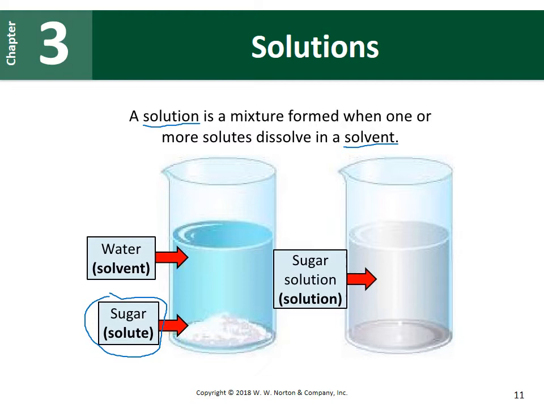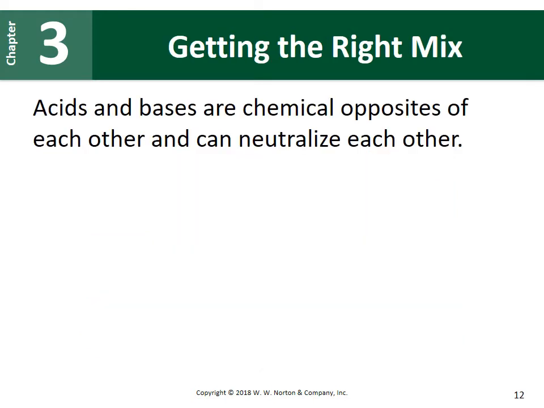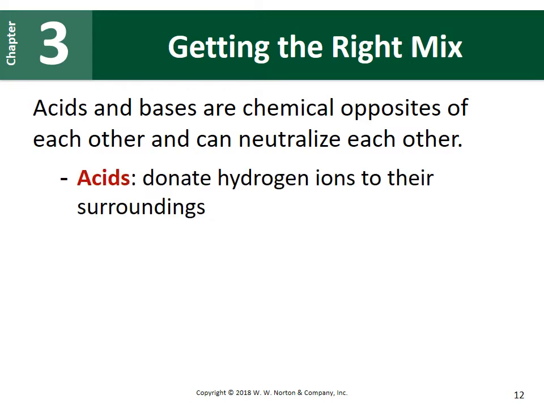When these solutes dissolve into the solvent to create a solution, sometimes this will change the pH of that solution. This is when we get to acids and bases. Acids and bases are chemical opposites of each other and they can neutralize each other. So if you mix an acid with a base, they will neutralize and give you a neutral pH. Acids are liquids that donate hydrogen ions to their surroundings, to their water. So these are liquids that have high hydrogen ion concentrations.